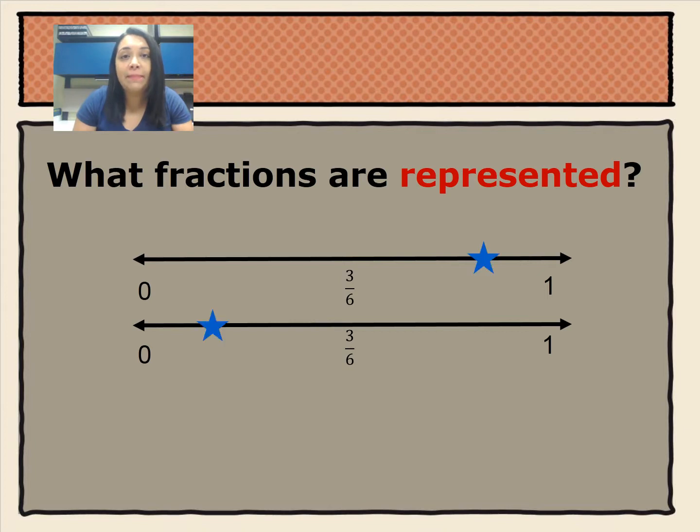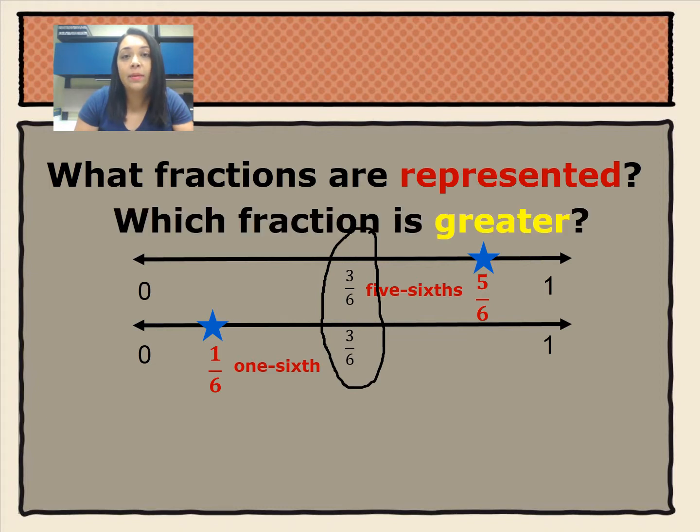What fractions are represented by the blue stars on the number line shown on the screen? The first blue star is after the fraction given on the number line, and the fraction given on both number lines is 3/6, or 1/2. That means the first blue star is after 1/2 and closer to 1. It's 5/6. The second blue star is less than 1/2 and closer to 0. It's 1/6. Which fraction is greater? From our number line, we can see that 5/6 is greater because it is closer to 1 than 1/6, and it is after 1/2.